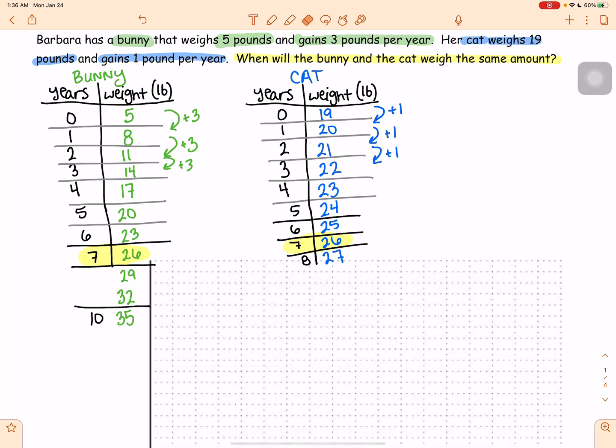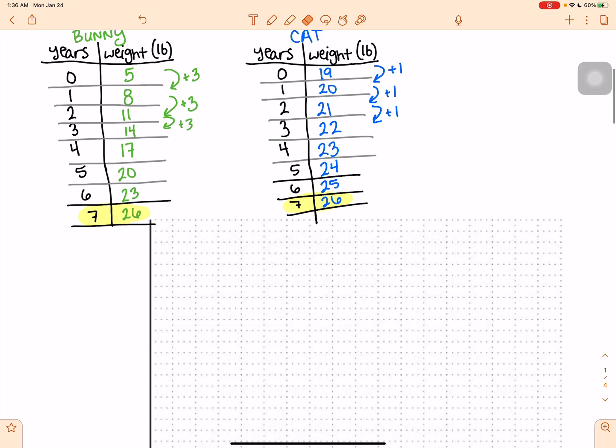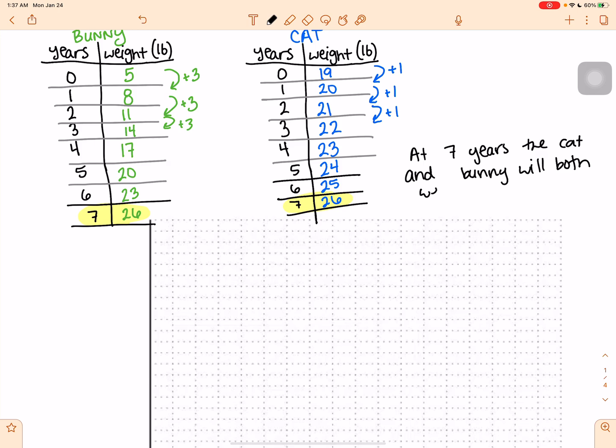Now, since I didn't need these, I'm just going to erase these so that I have more room there. And then here as well. All right, so that will be our solution. So what that tells us is at 7 years, the cat and bunny will both weigh 26 pounds. And that there is your solution.